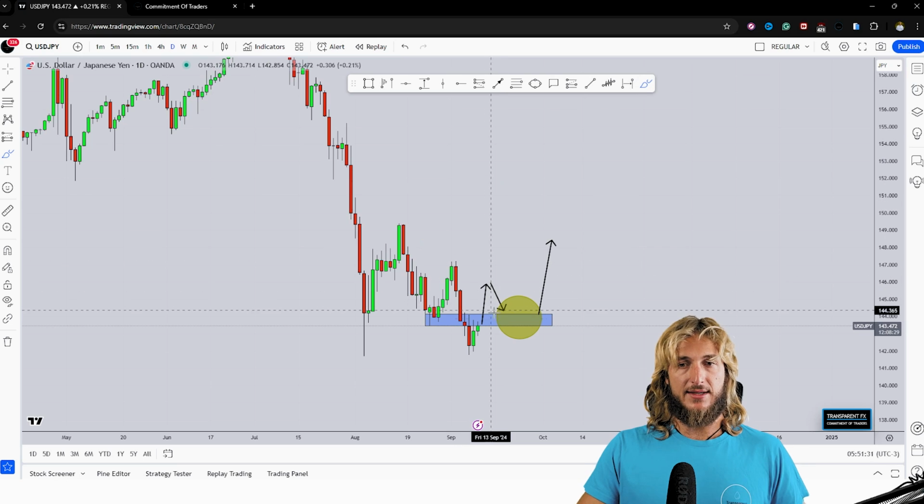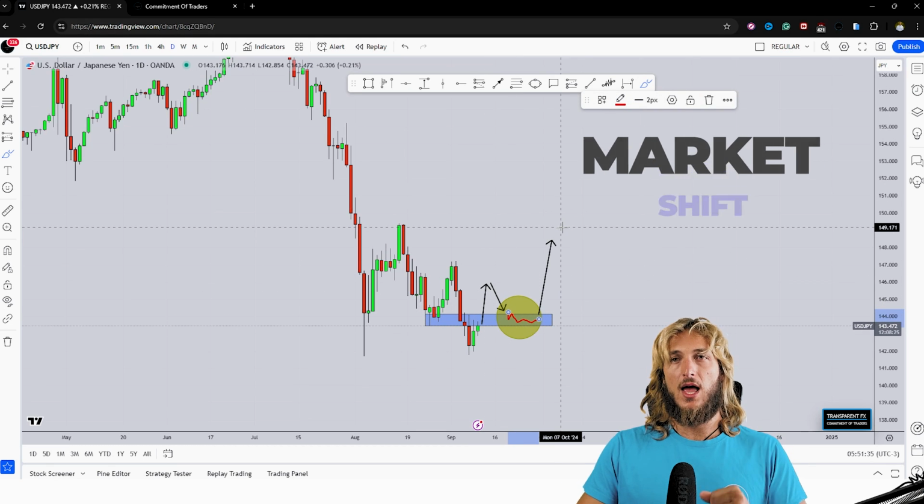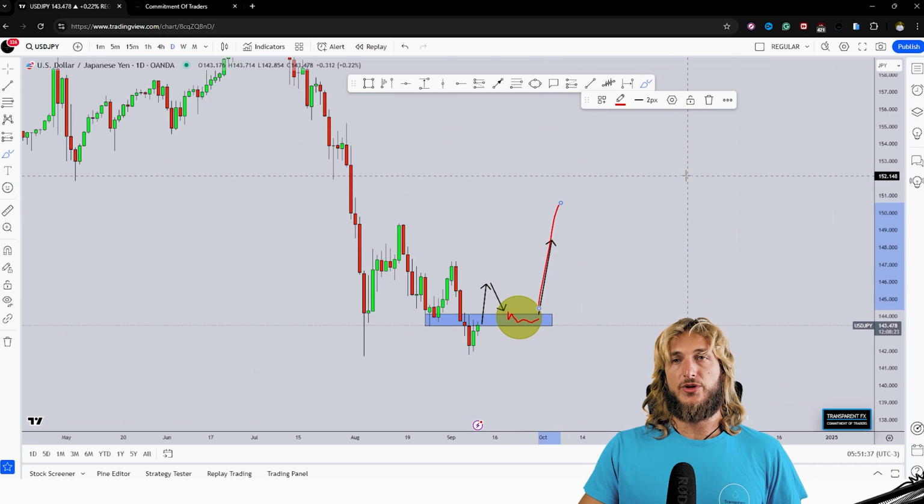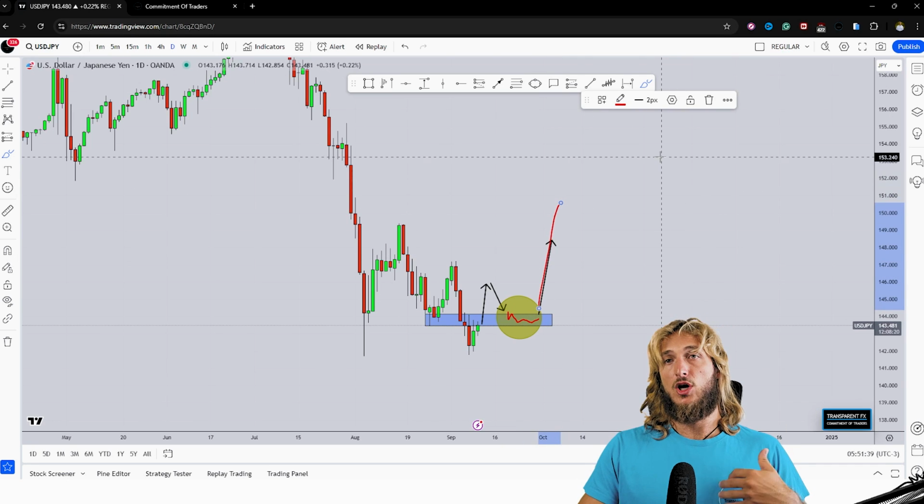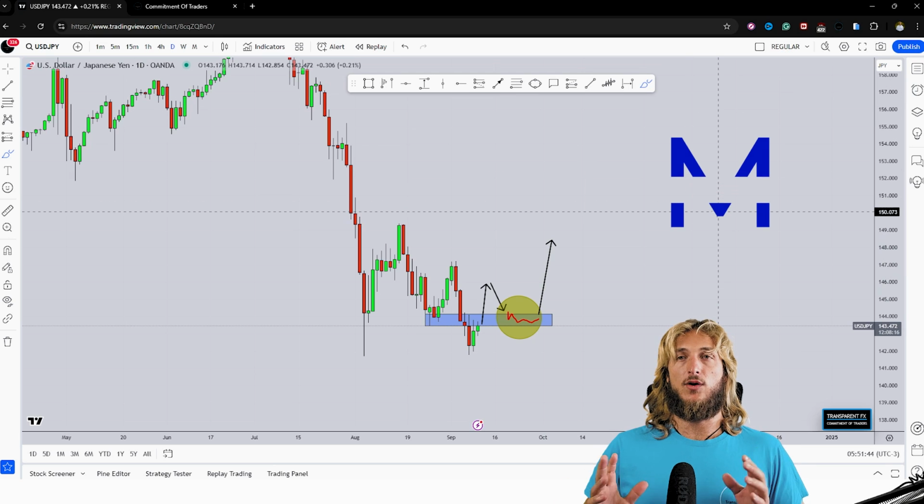Therefore, what I would expect is that if this market would shift from an intraday bearish to a bullish market, at that point, I wouldn't be surprised to see a potential rejection to the upside away from this level, also potentially completing that monthly M pattern. That definitely wouldn't surprise me.